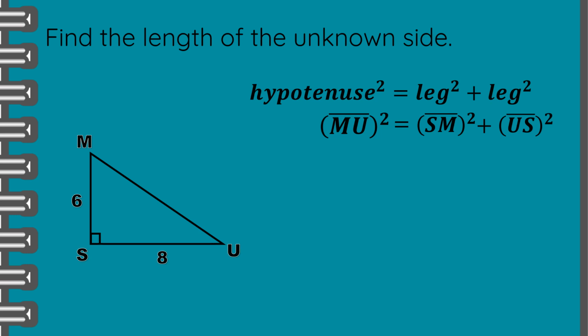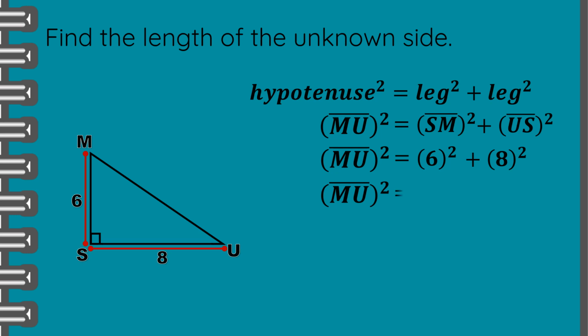Since segment MU is the unknown, we just need to copy the square of segment MU, and that is equal to segment SM is 6, we square 6, and segment US is 8, so we add this square of 8. We copy once again the square of segment MU, and that is equal to the square of 6 is 36, the square of 8 is 64. Adding 36 and 64, our sum would be 100.